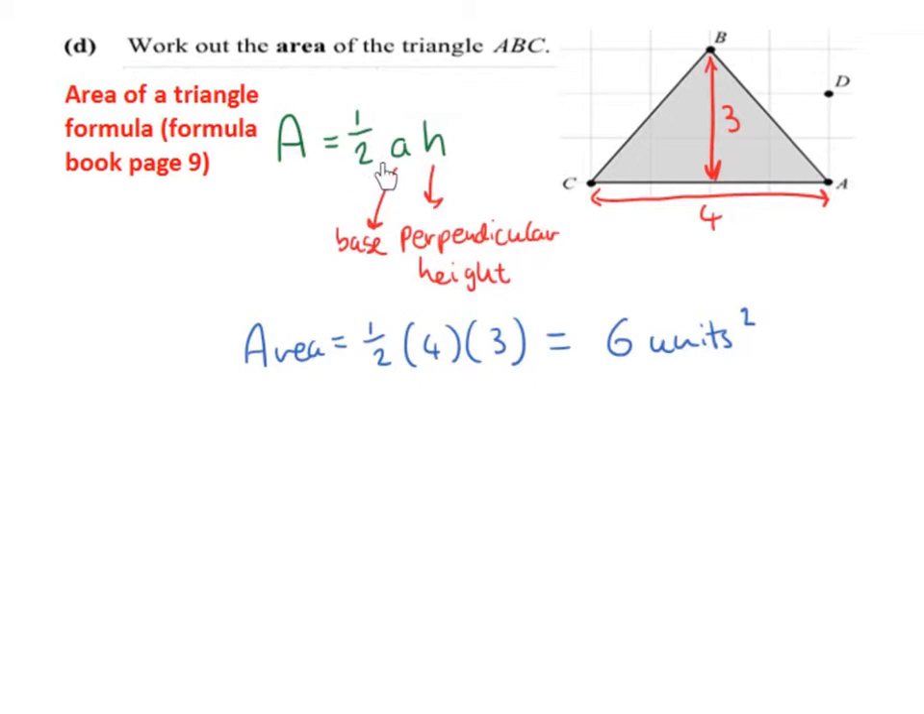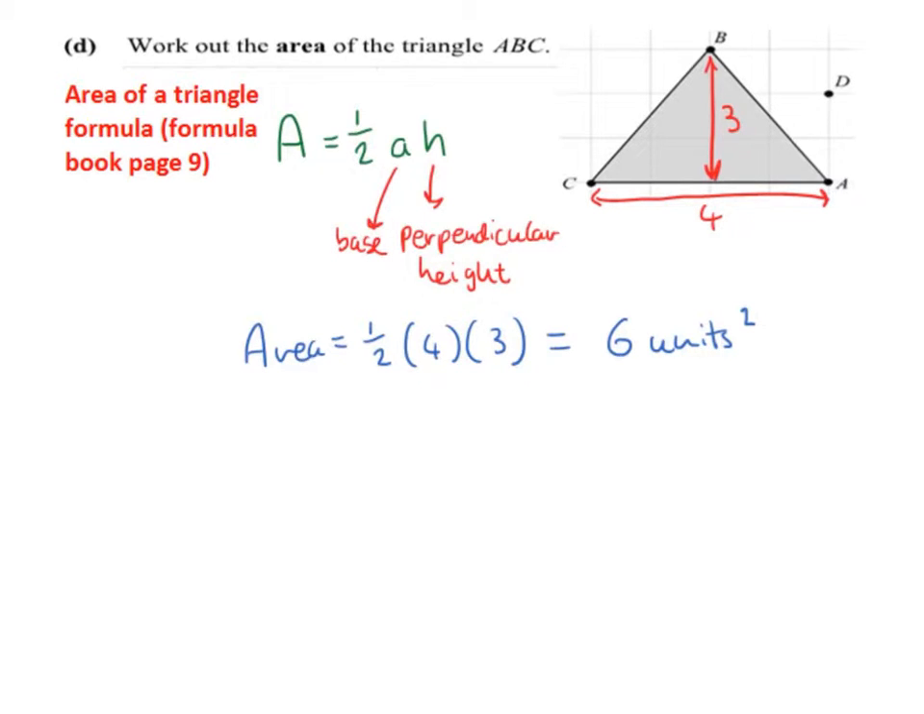So A equals a half AH. A half, A and H are all stuck together. And anything stuck together in maths means multiply. So it means a half multiplied by A multiplied by H. So it means a half multiplied by the base multiplied by the perpendicular height.